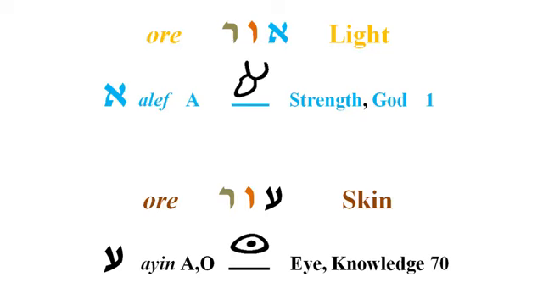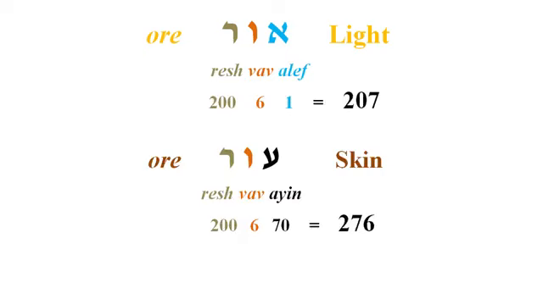Very nice. Okay. And notice those two words, how they're spelled. We said light was aleph vav resh, and skin is ayin vav resh. The only difference is the first letter. Aleph begins with 1, gematria, and ayin is a 70. If you put in the gematria values, light adds up to 207, skin, or, adds up to 276.